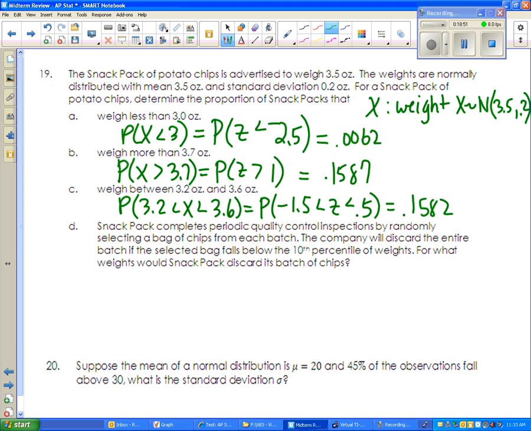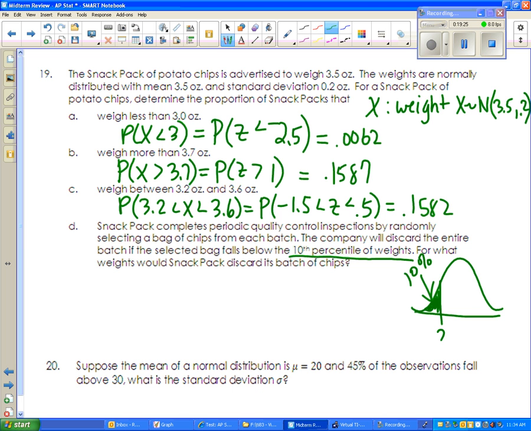In letter D, it says snack pack completes periodic quality control inspections by randomly selecting a bag of chips from each batch. The company will discard the entire batch if the selected bag falls below the 10th percentile of weights. And so remember, 10th percentile, if I'm looking at my normal curve, is the lowest 10%. And so for what weights would the snack pack discard the batch of chips? So this is an example of when you have to actually use the inverse normal, because now you're given the area and you have to figure out the x value.